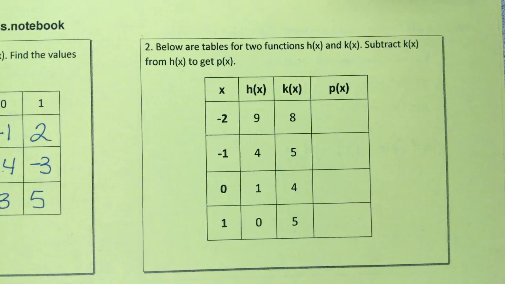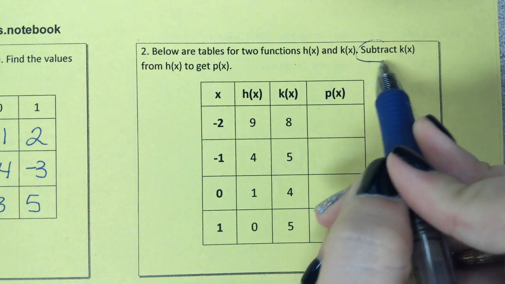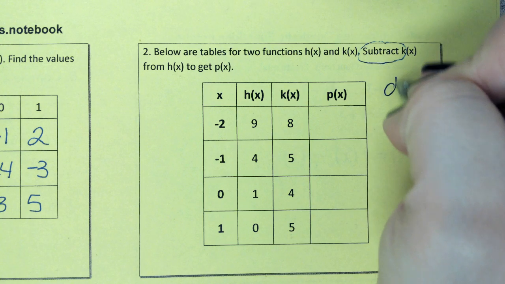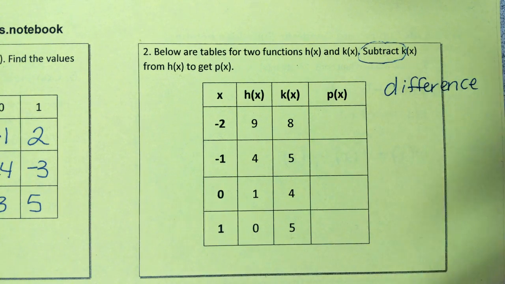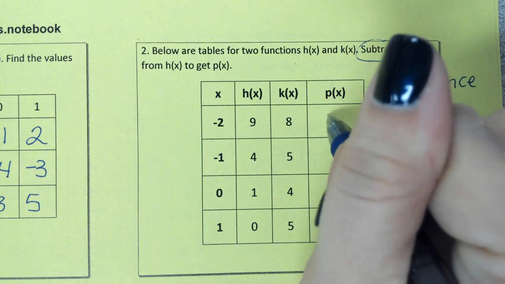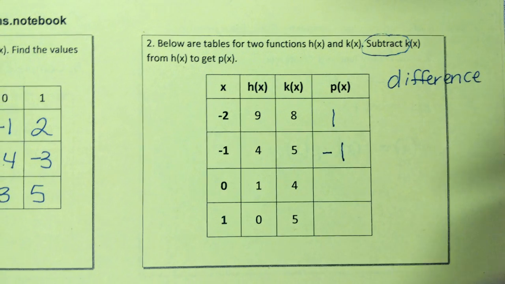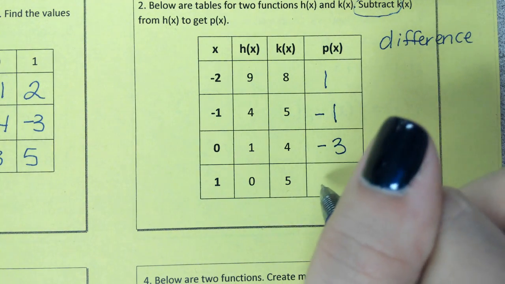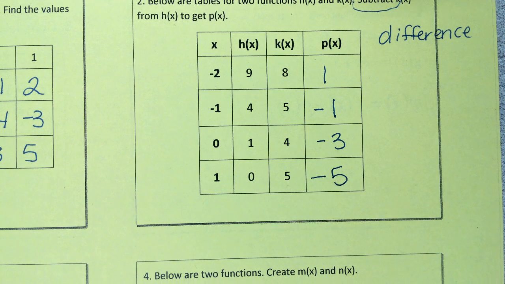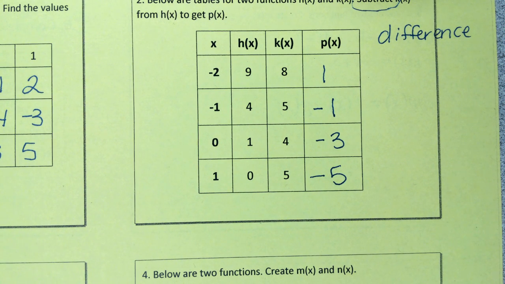Alright, number 2, table's already filled in, so we're just subtracting. Again, this word up here. Please remember the word difference. You're going to see it. There's a reason I'm stressing it. So 9 minus 8 is 1. 4 minus 5 is -1. 1 minus 4 is -3. And 0 minus 5 is -5. So that is number 2.